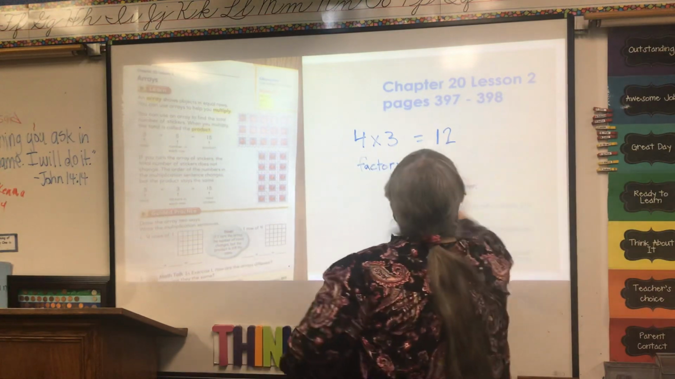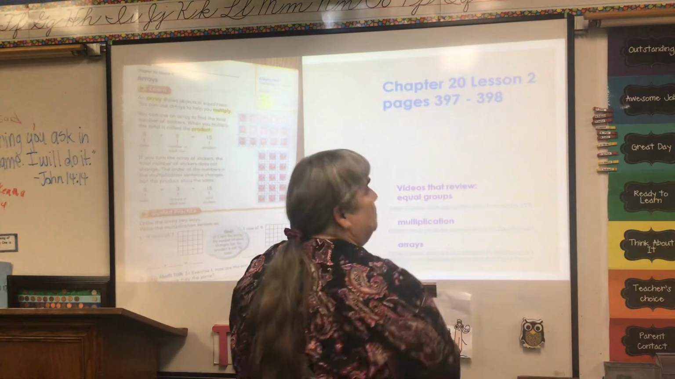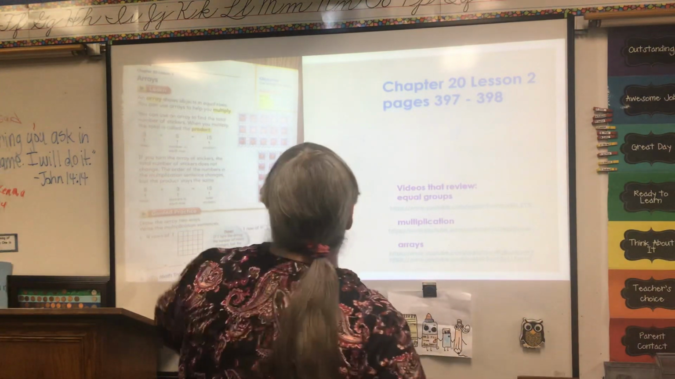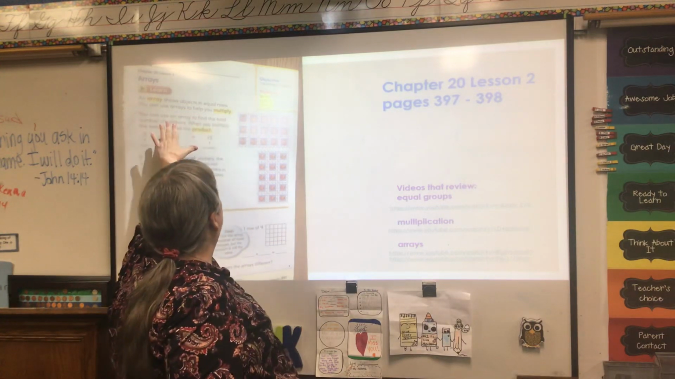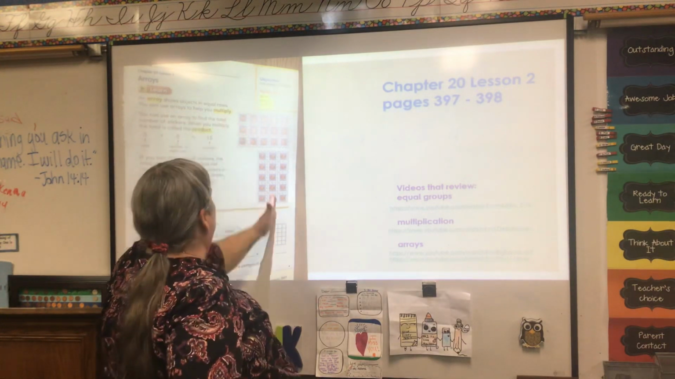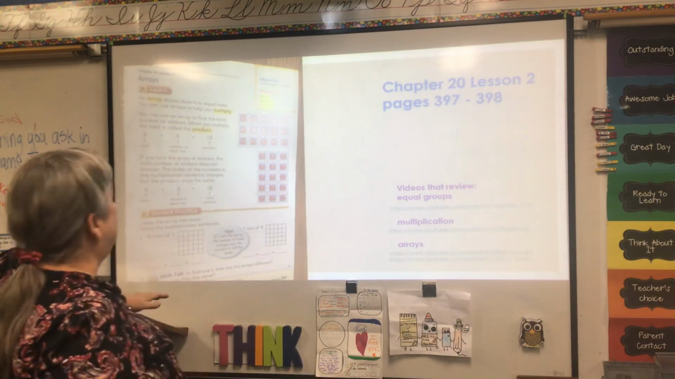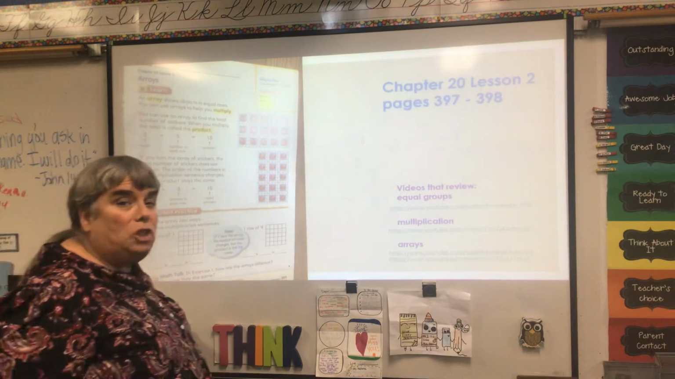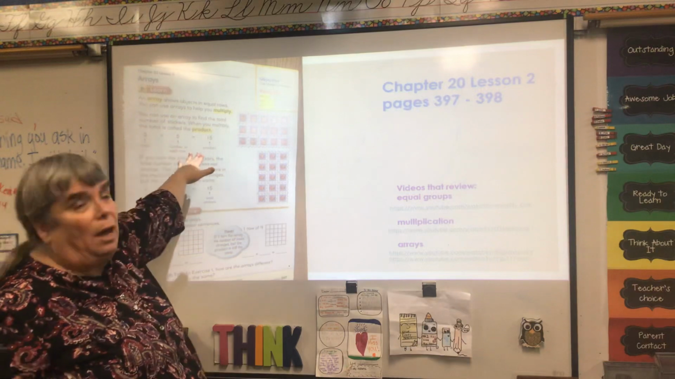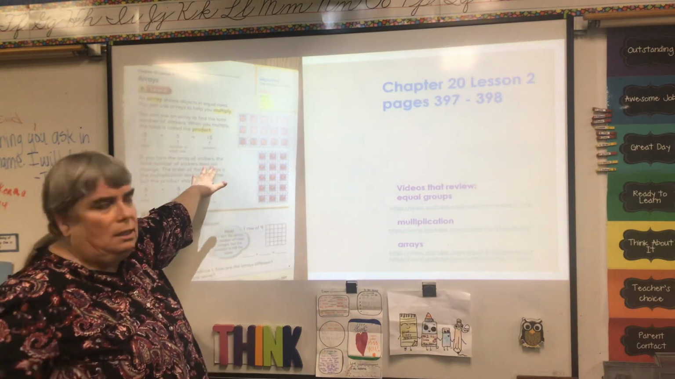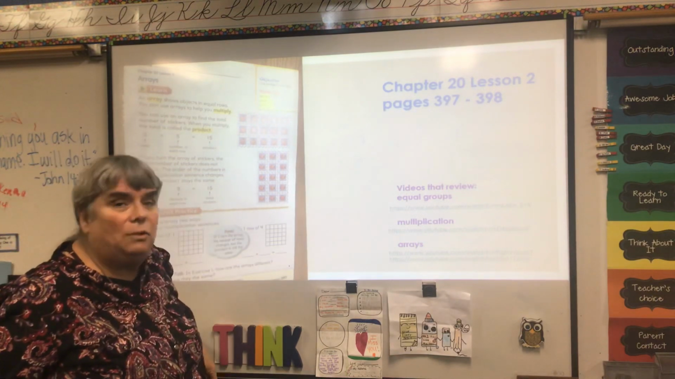So here's our brand new word for today, besides product, and that's the word array. So when we have an array, we have rows and we have columns. If you turn the array of stickers, the total number of stickers does not change. So what we know is if you have 3 times 5, that equals 15. But if you have 5 times 3, that also equals 15.